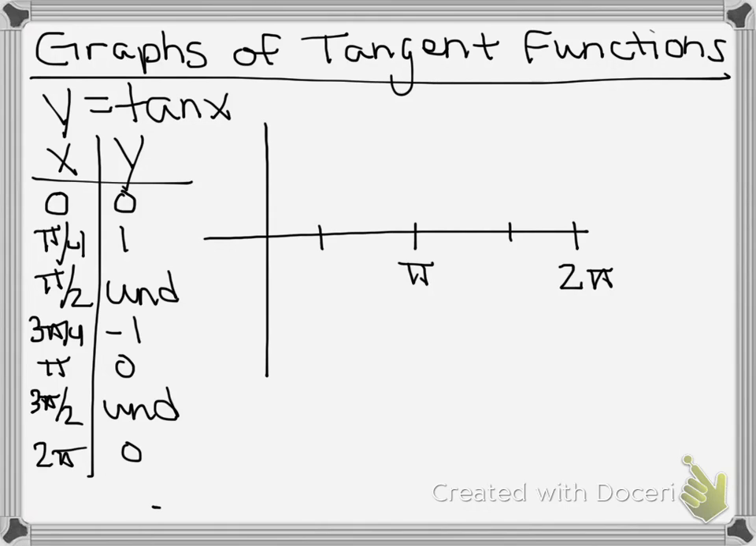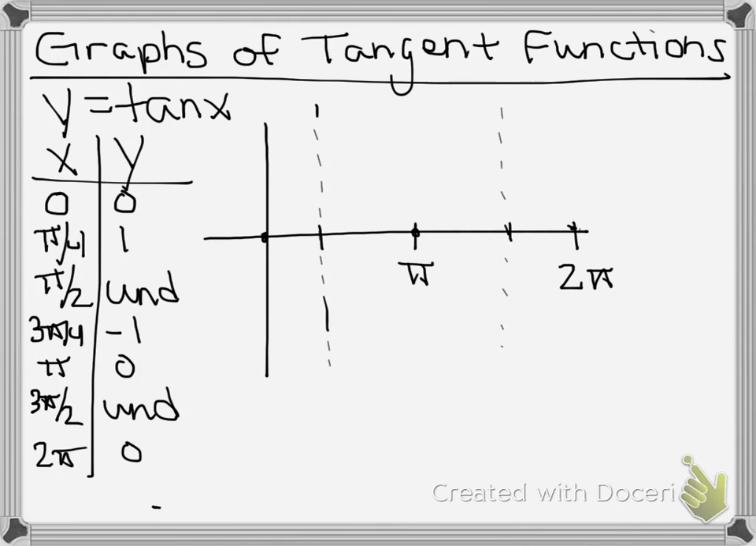All right, so we have some key things going on here. First of all, I'm going to plot my zeros. That's a nice, easy thing to plot. Point and point. Okay, so what's happening at the pi over 2's? It says undefined, but how do I represent that on a graph? Did you say asymptote? You should have. That's going to create a vertical asymptote right there and right there.